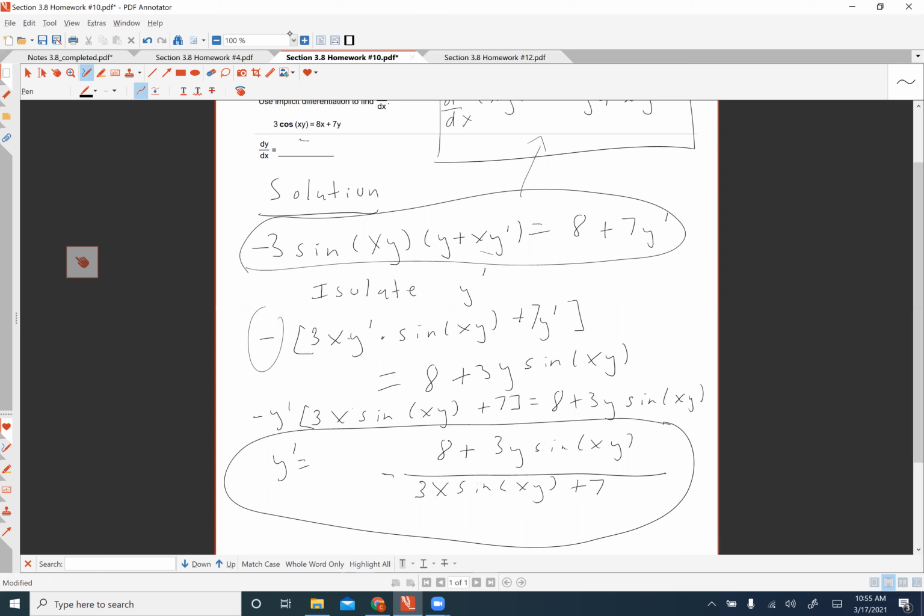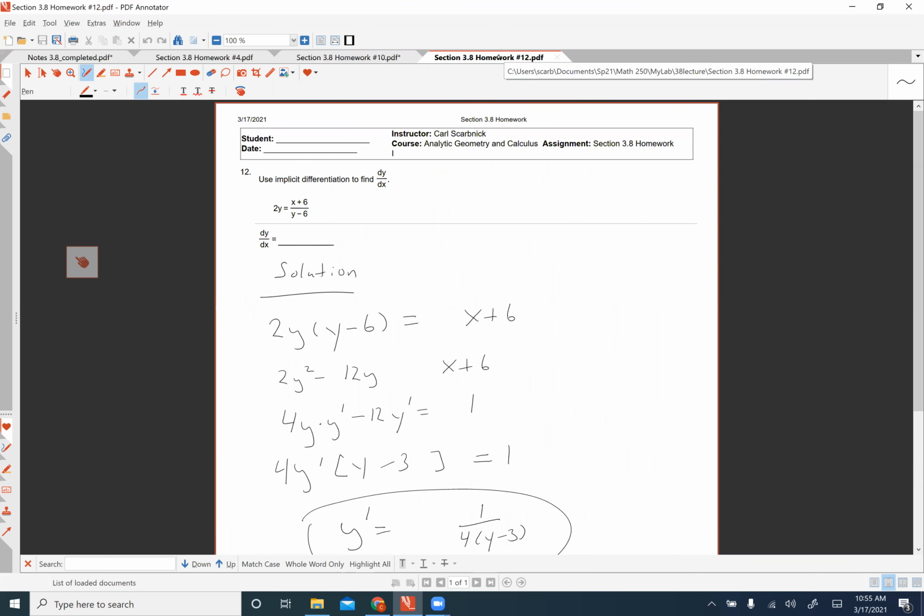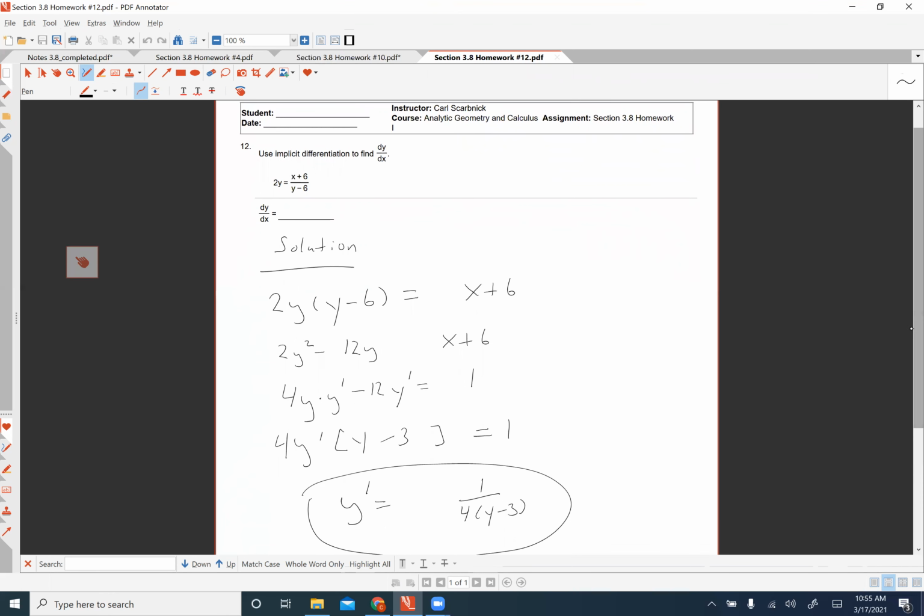Okay, so let's do the very last problem here. And this one involved a little bit of a trick, and I'll show you. So this is problem number 12, and 2y is equal to the quotient of x plus 6 over y minus 6. To make it a little bit easier, I multiplied each side by y minus 6. So that avoids the use of the quotient rule. And then we could use the product rule.